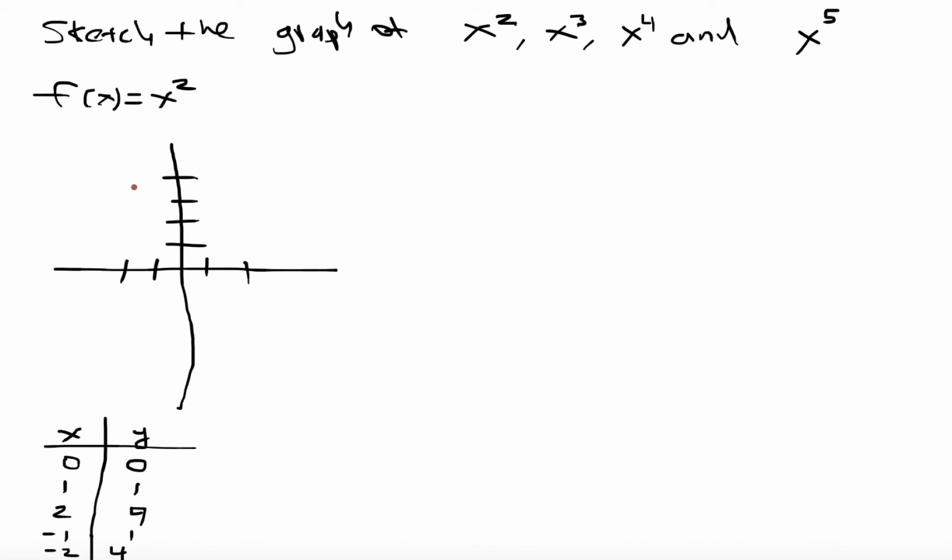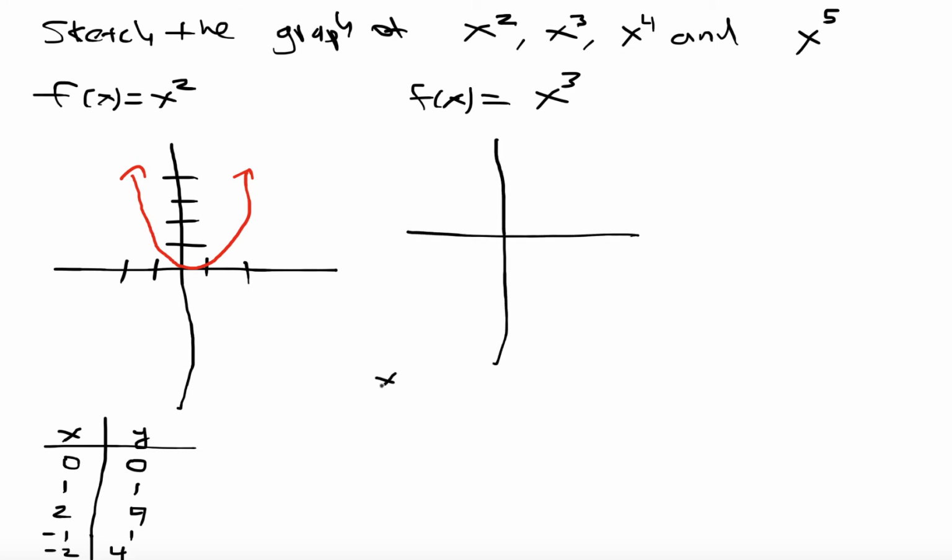So we should get something that looks a little bit like this. It goes through these 5 points that I've picked over here, and this is x squared. But now what we want to look at is, what about x cubed? How does that look compared to x squared? We'll do the same thing. We'll make a table here. So we've got x, we've got y.